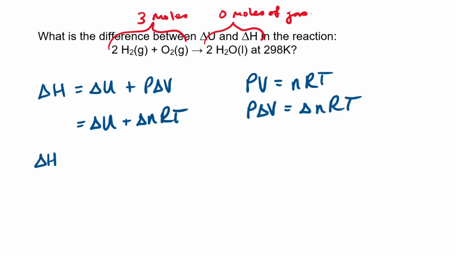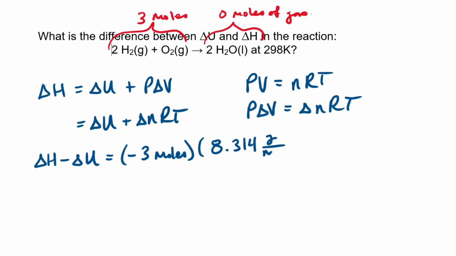So if we're looking at the difference between the enthalpy and the internal energy in this reaction, we have the change of moles, which is going to be negative 3 moles of gas, times the gas law constant, so 8.314 joules per mole Kelvin, times the temperature in Kelvin, so 298 Kelvin. And this works out to around negative 7.5 kilojoules per mole.